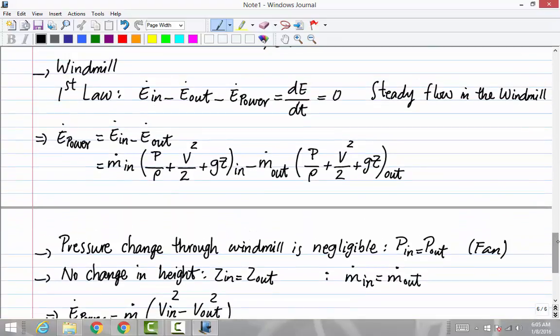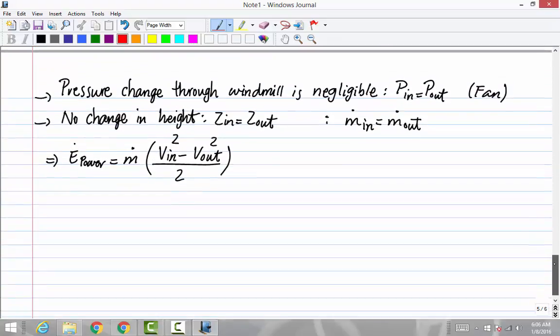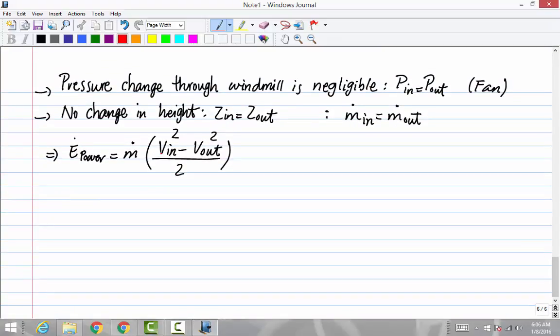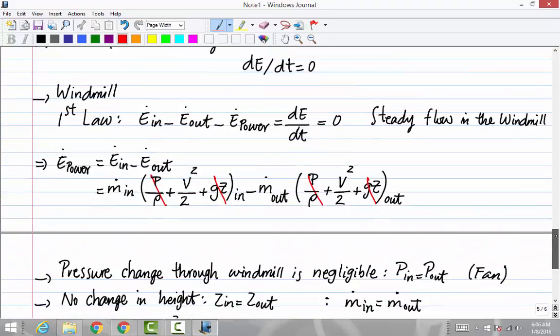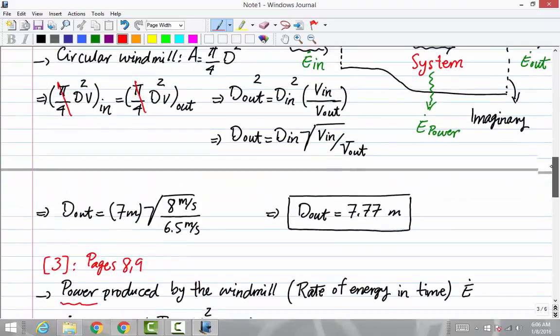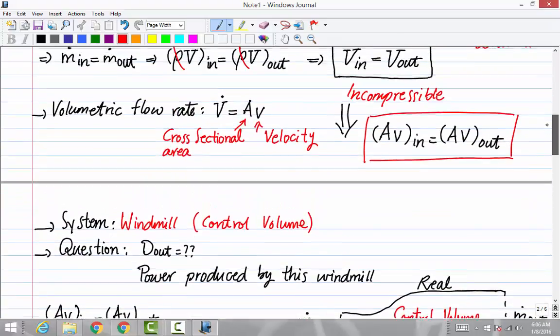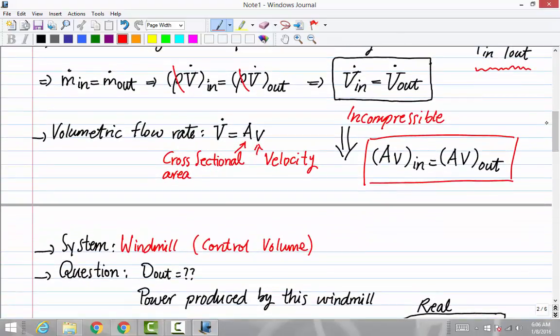If we go back there, pressures are the same at inlet and outlet. Gz and Gz are the same, so we will end up with just V squares at the inlet and outlet times the mass flow rate. Let's go back to my definition about mass flow rate. Oh, here. By assuming that the gas is incompressible, we can relate m dot to V dot and then to A times V, cross-sectional area times the velocity.